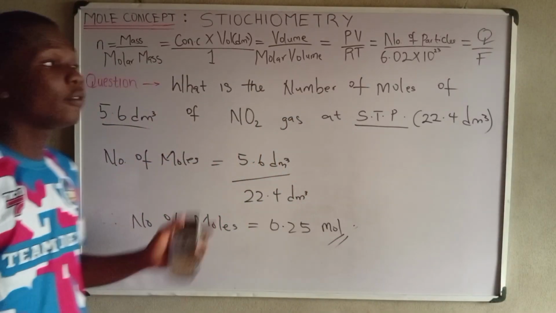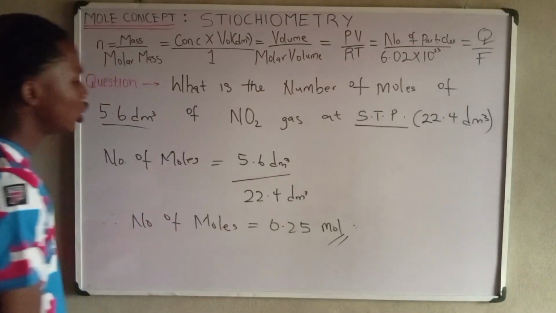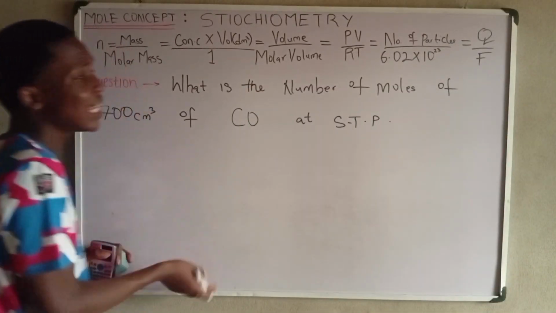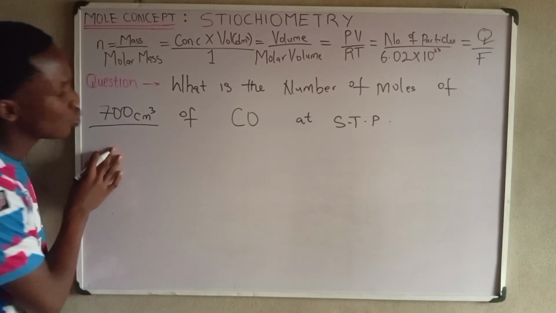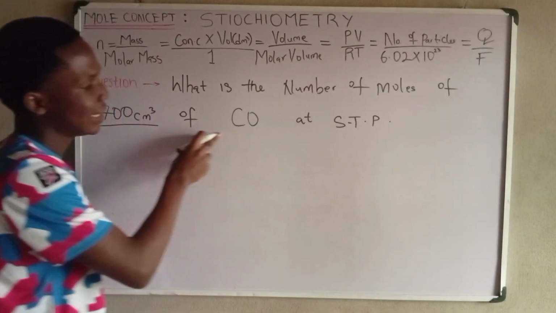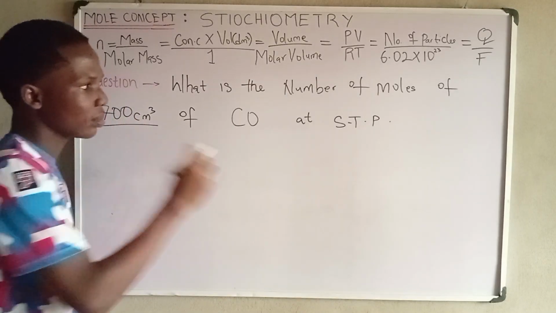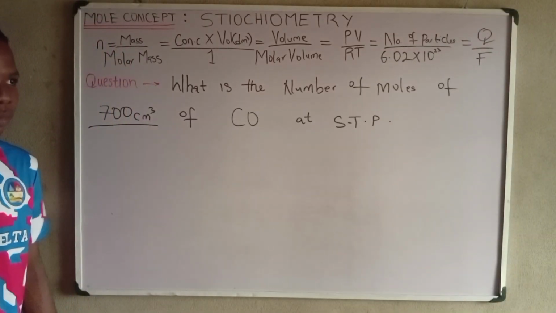So now I'm just going to give you your own practice question, so that anytime you see a question like this, you will know what to do. It says, what is the number of moles of 700 cm cube of CO, which is carbon monoxide, at STP? I believe we know what to do.